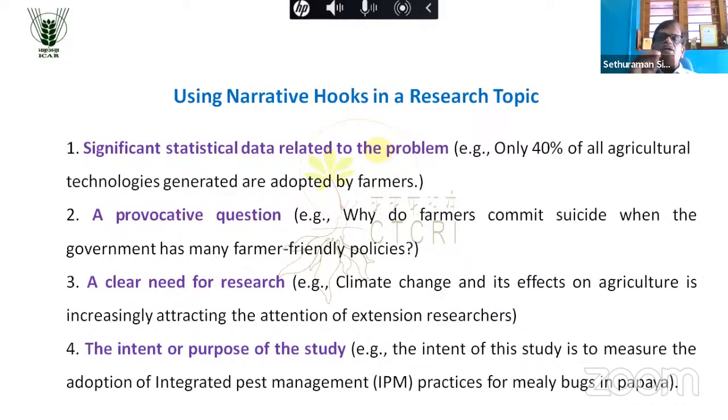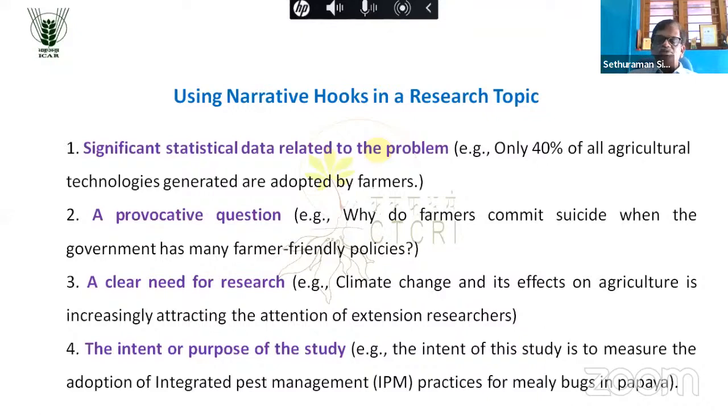This is one of the narrative hooks, type number one. Narrative hook number one is significant statistical data related to the problem. Narrative hook number two, the second type, is a provocative question. Why do farmers commit suicide when the government has so many farmer-friendly policies? So you are asking a question to provoke the readers.